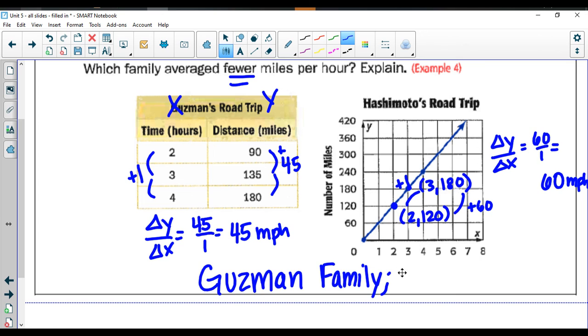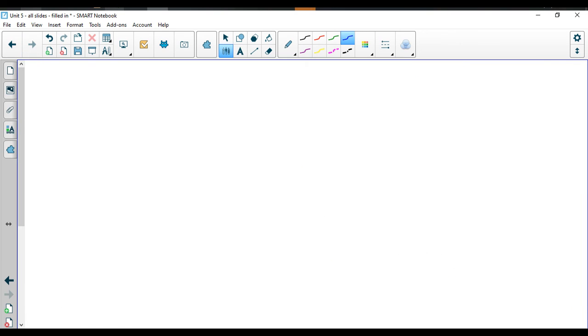So we have the Guzman family. And we know that they are the ones with the smaller one because they have a lower rate of change. And there you go. That's the end of your practice for this section.